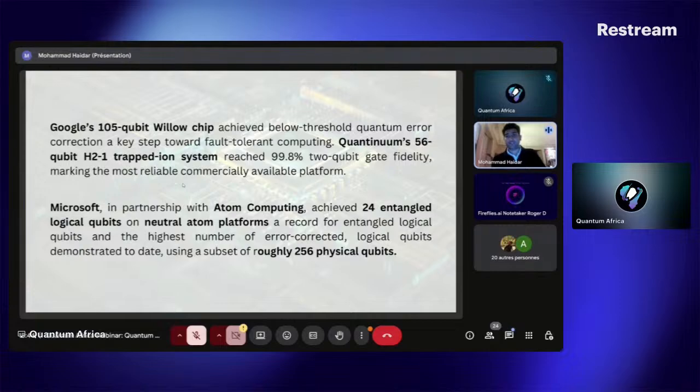Google, as you see, has also been using the Willow chip, and Quantinuum. Nowadays, Quantinuum has 56 qubits. The early version, I think, was 32. And they have been using it commercially. Microsoft also, in partnership with Atom Computing, used 24 entangled logical qubits: they use 256 physical qubits, but errors have been corrected only up to 24 entangled logical qubits.